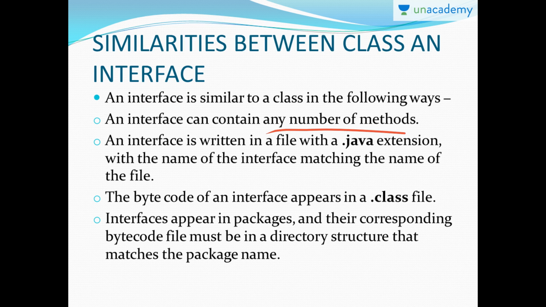And how do we normally save a class in Java? This is the basic thing you need to know. We write the .java extension to it before saving it, right? In the same way, an interface is also saved in a file with a .java extension and the name of the interface. As we write the class name and .java extension, in the same way here we write the interface name and .java extension, which matches the name of the file. So this is a similarity.